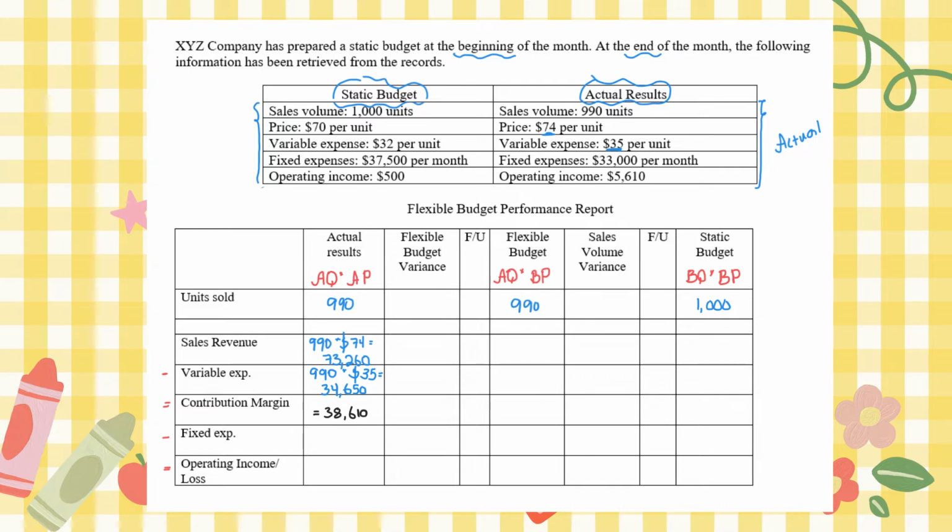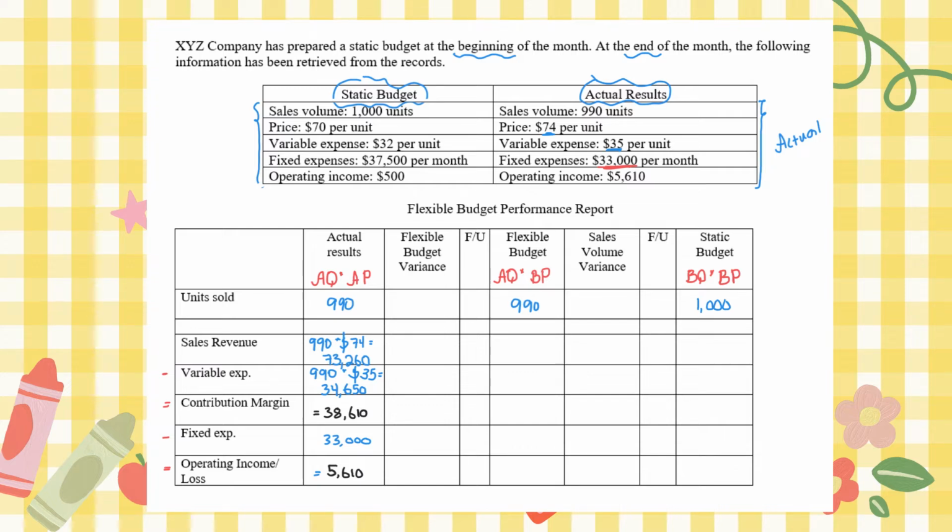Now for the fixed expenses, I need actual quantity multiplied by actual price. As you know, the fixed cost is constant as total regardless of the number of units. So you need to look at the price. Is it actual or budgeted? So here it's actual price, so you need to take the actual fixed costs, which is 33,000. Now, contribution margin less fixed expense equals operating income or loss. So 38,610 less 33,000 equals 5,610.